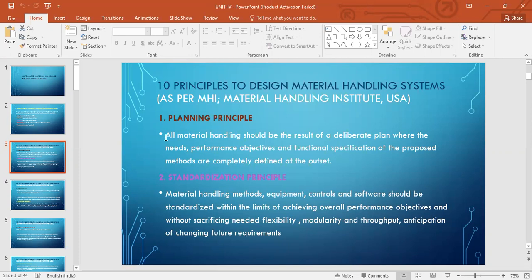And the needs. This starts with the need. Why do you need it, and what capacity of the production plant is it? So there has to be a complete planning involved. That's the first principle. Second one is the standardization principle.